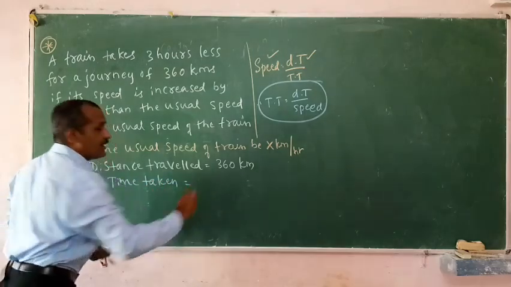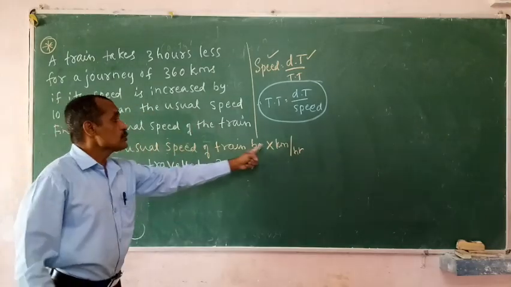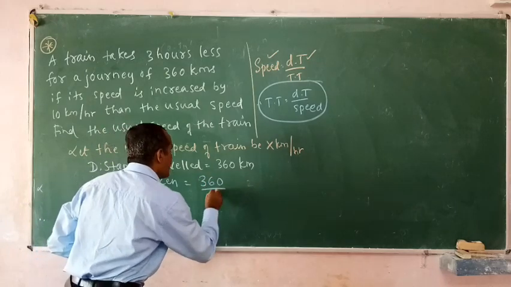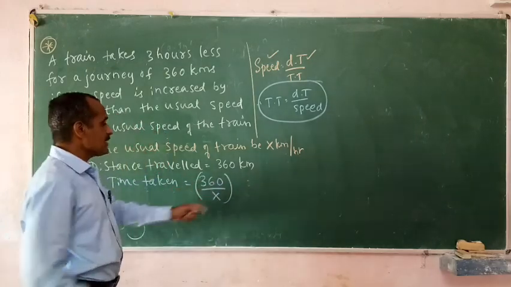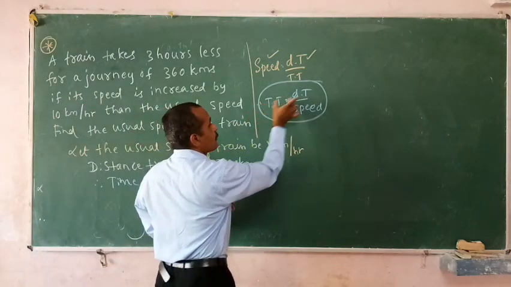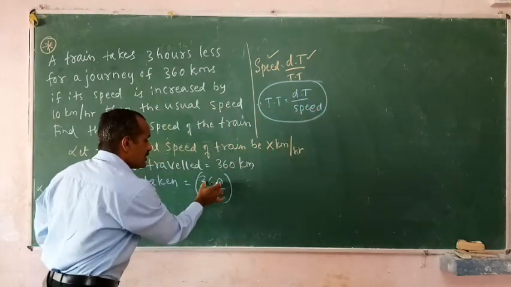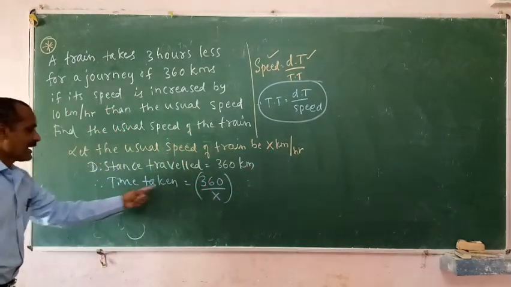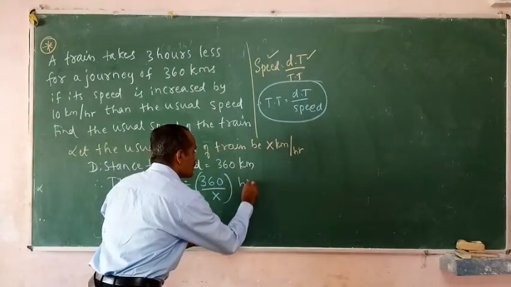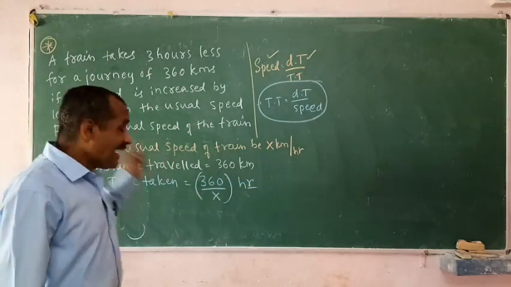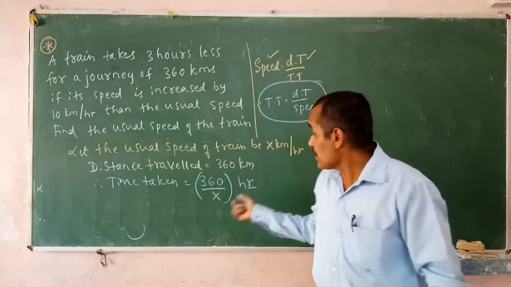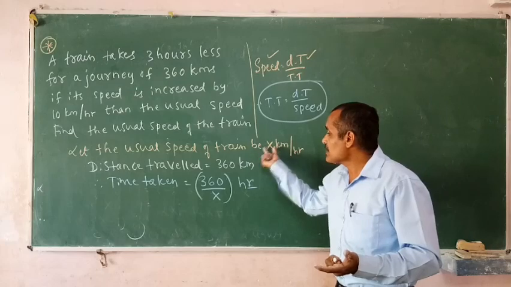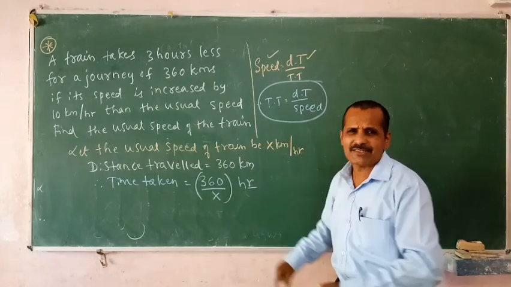time taken by the train to reach Bangalore with the usual speed. How much time will it take? It is 360 divided by x. Why is it 360 by x? See, the formula is time taken equals distance by speed. Distance is 360, speed is x. So 360 by x is the time taken. The unit is hours. So the train has taken 360 by x hours. How much is this? I don't know, because x is unknown to me. So let me keep it as it is.